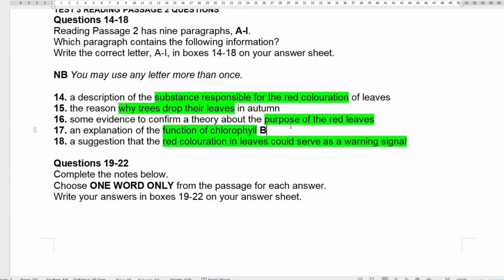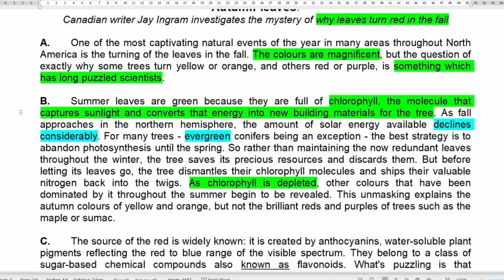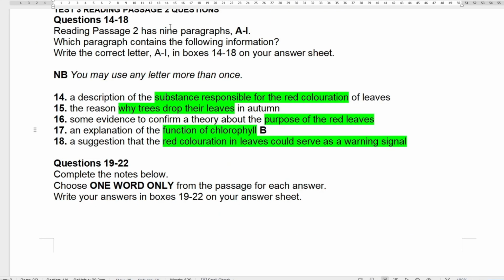However, we also can find another answer for this, maybe like for question 15, I guess. The reason why trees drop their leaves in autumn, right? Because it says that as fall approaches in the northern hemisphere, the amount of solar energy available declines considerably. So for many trees, evergreen conifers being an exception, the best strategy is to abandon photosynthesis until the spring. So that is the reason why it falls exactly in autumn.